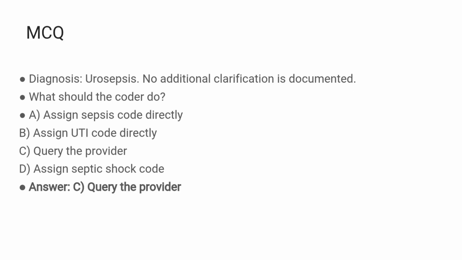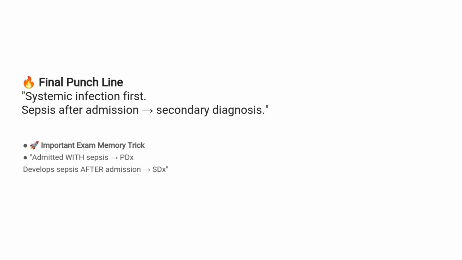In this question, the diagnosis is only urosepsis. Urosepsis is a non-specific term and does not clearly indicate whether the patient has sepsis, UTI, or both. So the provider must be queried for clarification before assigning codes. So the correct answer is C. Query the provider. Systemic infection first, sepsis after admission, then code secondary diagnosis. Admitted with sepsis, code it as PDX. Develop sepsis after admission, then code sepsis as SDX.